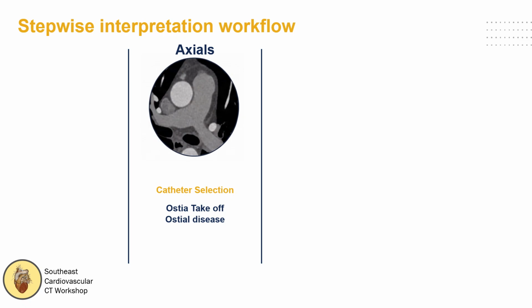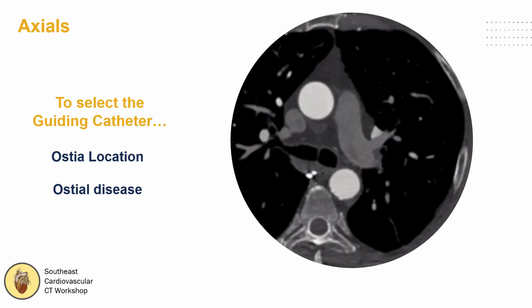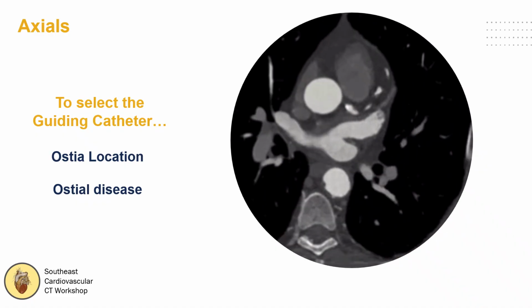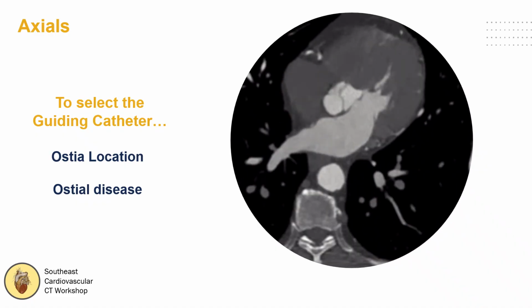So after assessing overall complexity, we move to the axial images. This step is particularly important for procedural preparation and guide catheter selection. Axial images are extremely useful for evaluating coronary ostial location and takeoff angles.